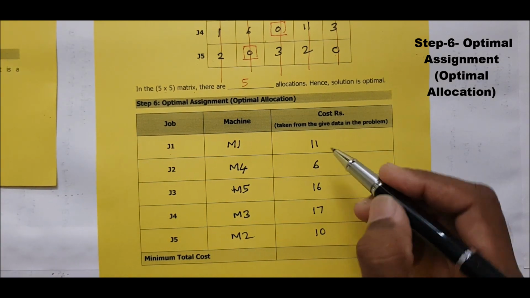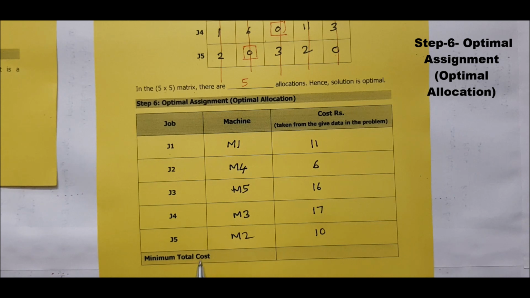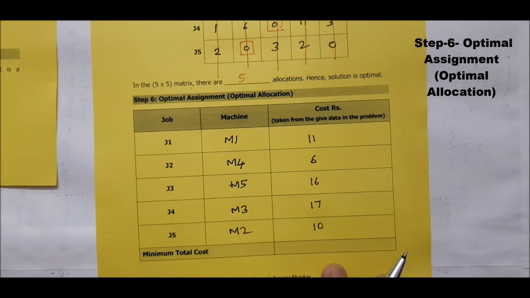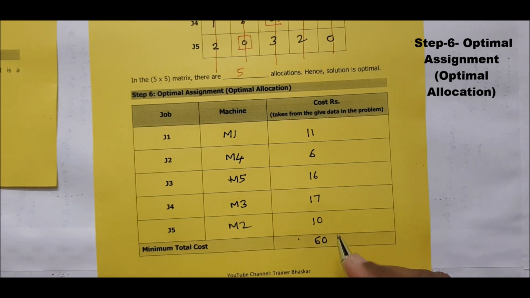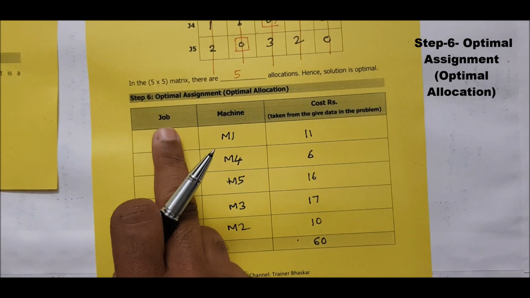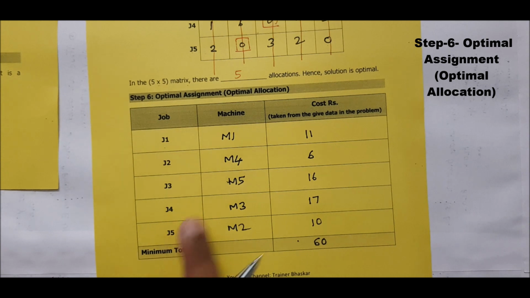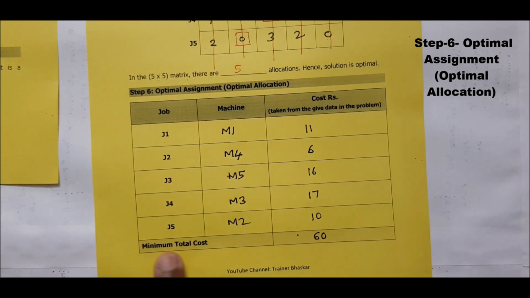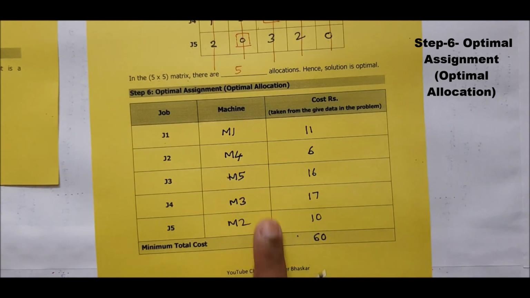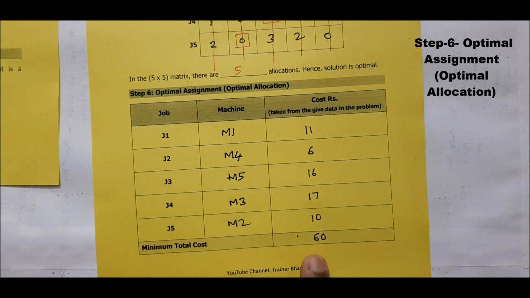And finally, minimum total cost for processing all the jobs through these particular machines will be the total of all these things. The total will be 60. So the total cost of processing all these jobs, job 1 to job 5, through the optimal allocation will be 60. This will be the answer for the problem. The answer is not only this, what is the optimal allocation and what is the total cost, and this will be the minimum total cost.